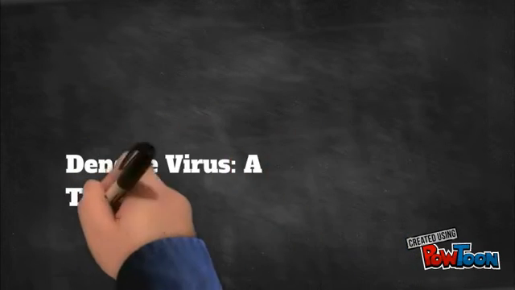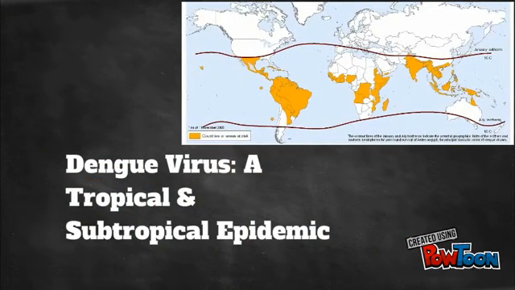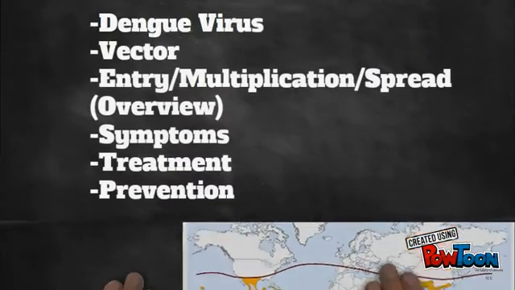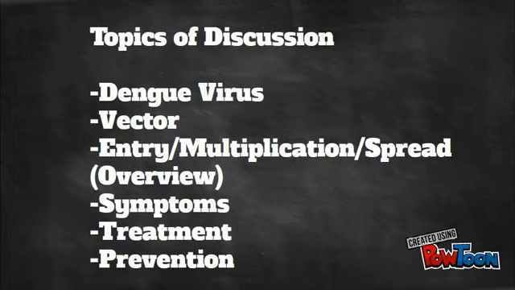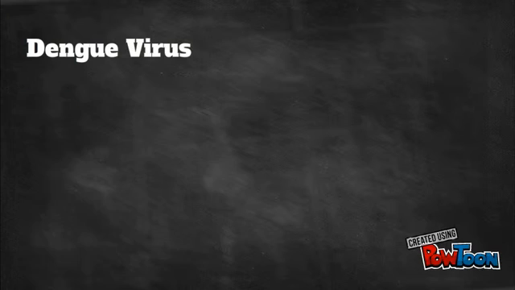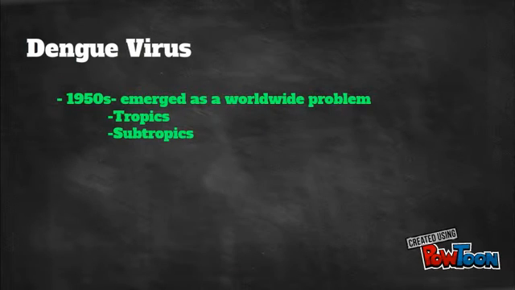Dengue virus, a tropical and subtropical epidemic. Topics of discussion: the dengue virus, its vector, entry, multiplication, and spread within the host, symptoms, treatment, and prevention. Dengue is a pathogen that during the 1950s emerged as a worldwide problem, specifically in the tropics and subtropics.